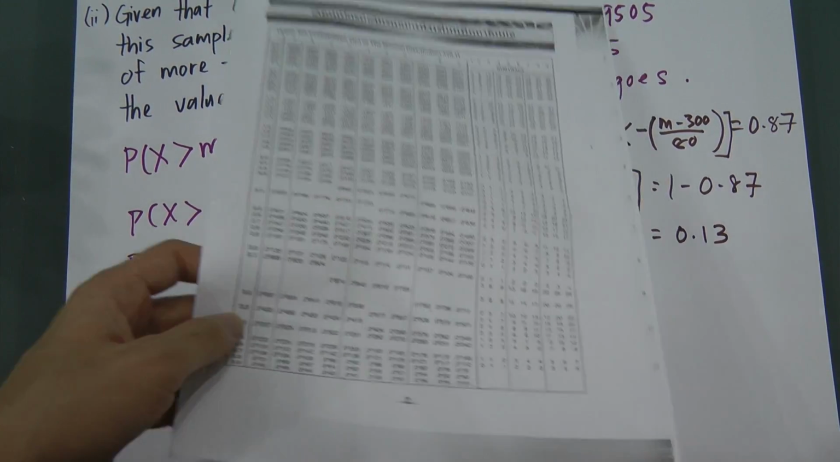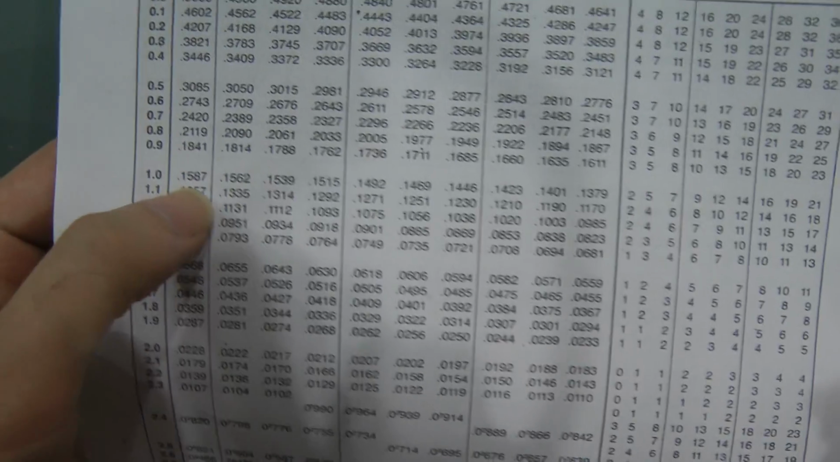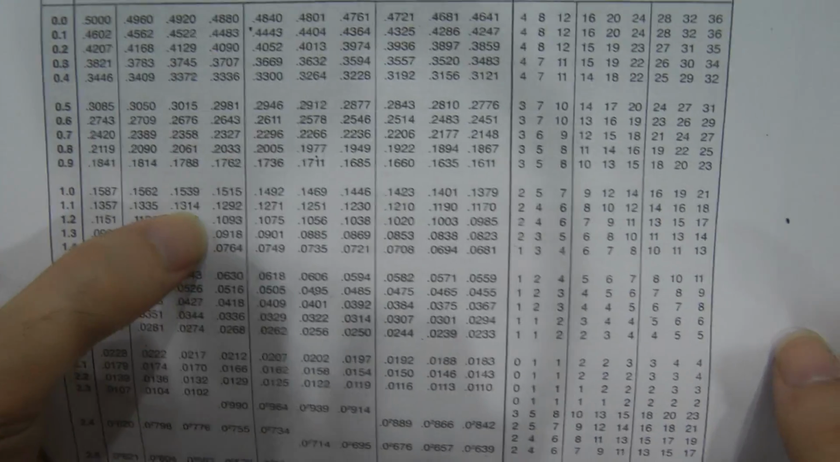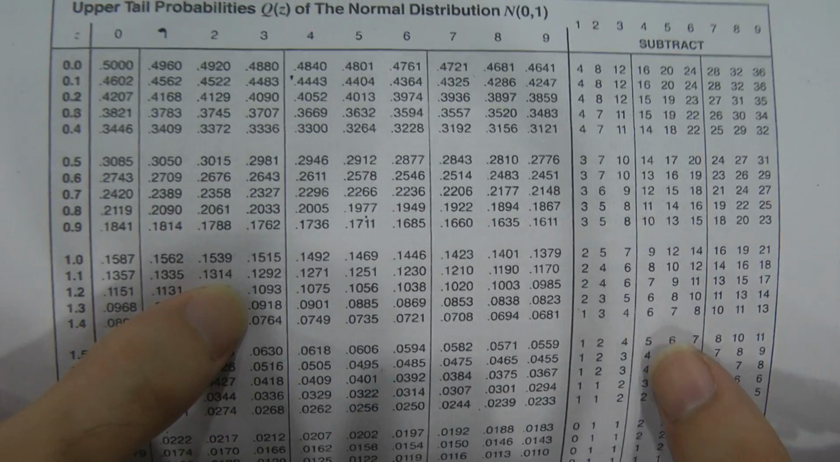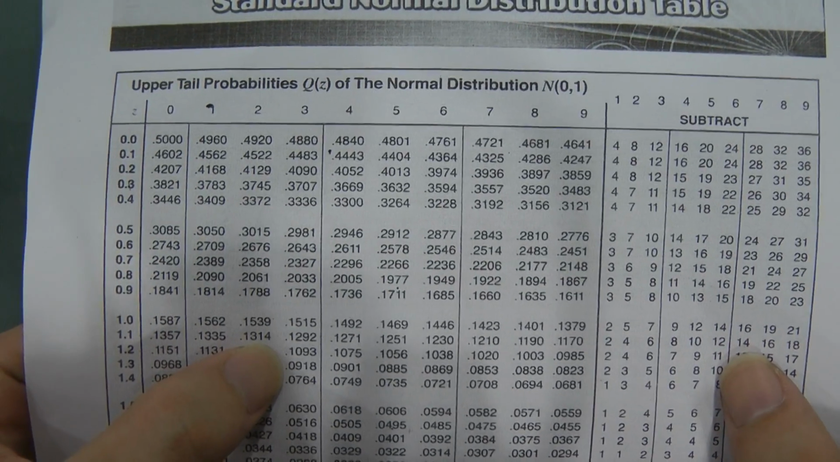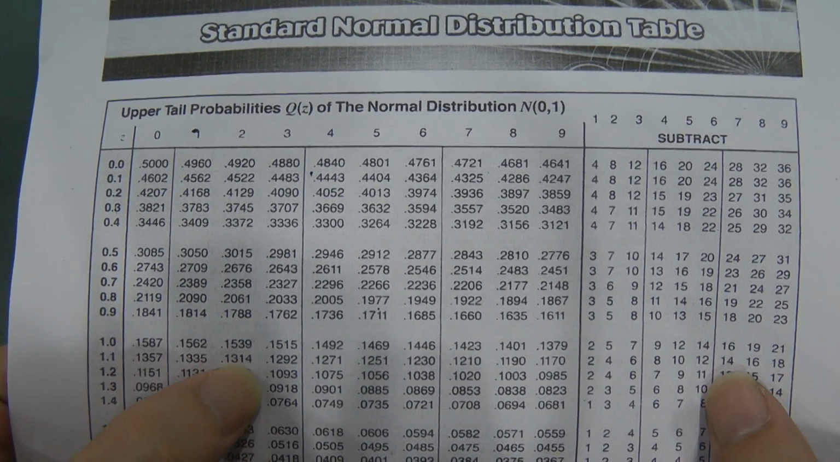So therefore we find 0.13. Okay, 0.13 is somewhere here. Obviously it's this one, 0.1314. Do you see that? And then we minus 14. So this one is called 1.127.